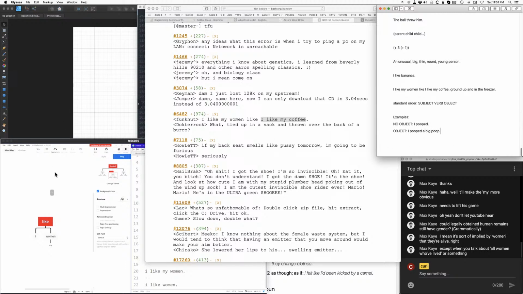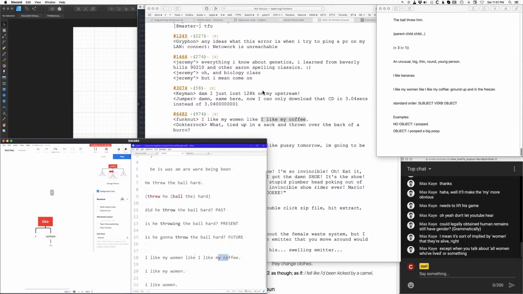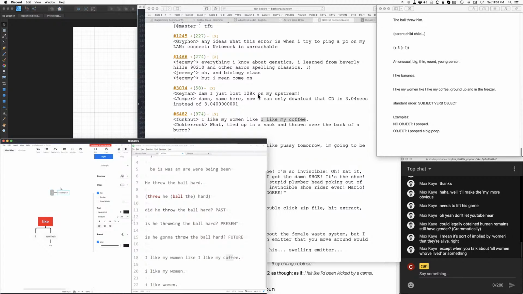Okay, standard order. Subject, verb, object. So subject, then it has verb, then it has object. So if I think of it like that, subject, I, verb. Wait, no. I isn't the subject. Yes, it is. I is the subject. It's not the first thing, though. What thing is doing the liking? I. Yep, so I is the subject. I said I isn't the subject, but I was meaning that for the root node.